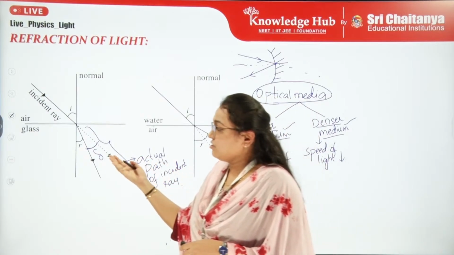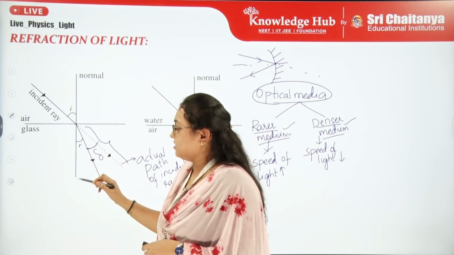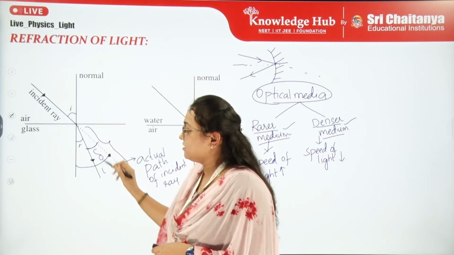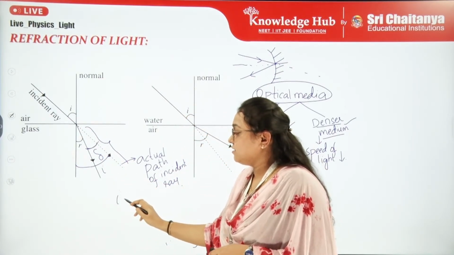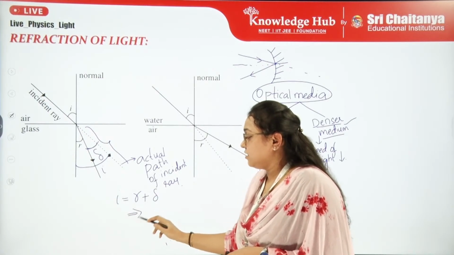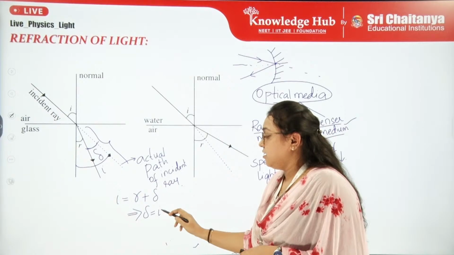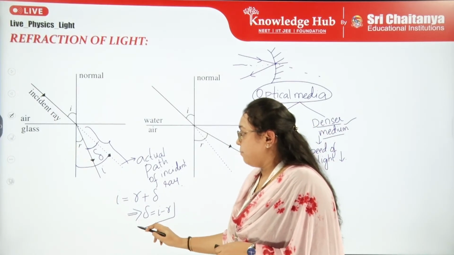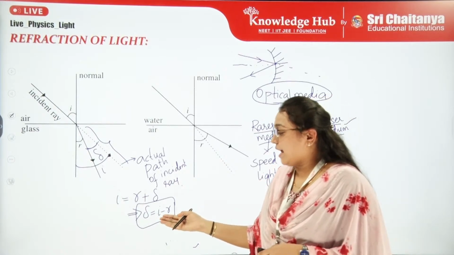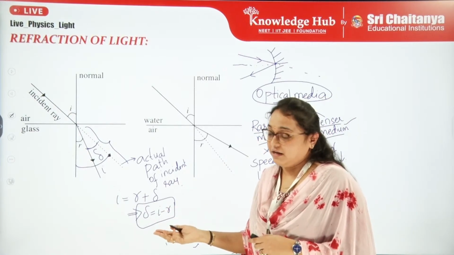So we can frame a relationship between this delta, R and I by just seeing the diagram. So this whole angle is I, vertically opposite angles are equal. So I can simply say I is equal to R plus delta, and this means delta is equal to I minus R. So when light is entering from optically rarer medium to denser medium, the formula to calculate angle of deviation becomes I minus R.